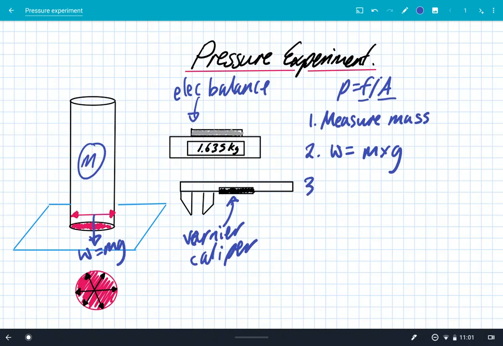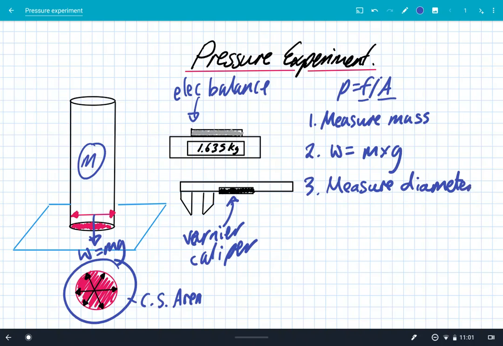Step three, we're now going to look at the cross-sectional area. In this case, it's a circle, and you need to remember the formula for the area of a circle, which is pi r squared. So we need to measure the diameter. But we're not just going to do it once, because this cross-sectional area may not be perfectly uniform. It may not be perfectly circular.